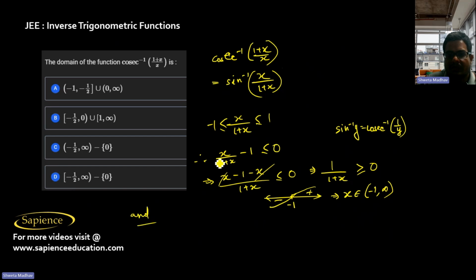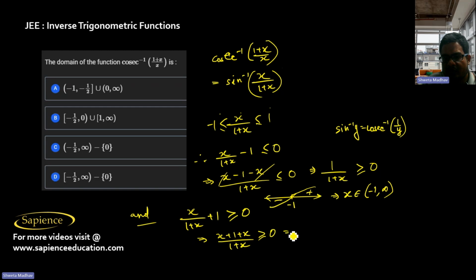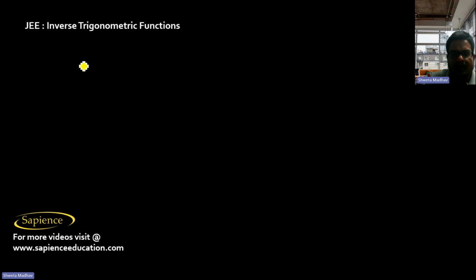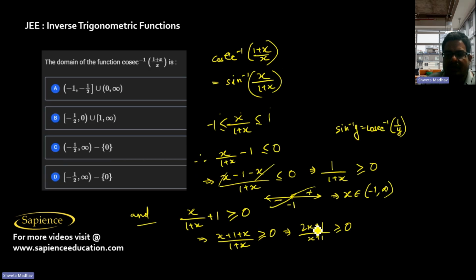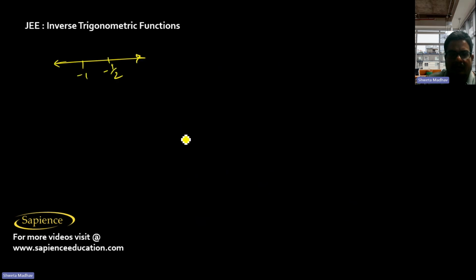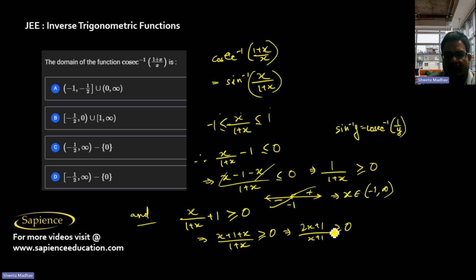And since we have to take the intersection of these two sets, we have to take x by 1 plus x plus 1 to be more than or equal to 0. So it means x plus 1 plus x by 1 plus x is more than or equal to 0. So it means 2x plus 1 by x plus 1 is more than or equal to 0. So now on the number line, here we have minus 1 and here minus half. If we take one value more than minus half, let's say 0, this will obviously be greater than 0. So this is positive, here negative, here positive. So we have to take the positive value only.